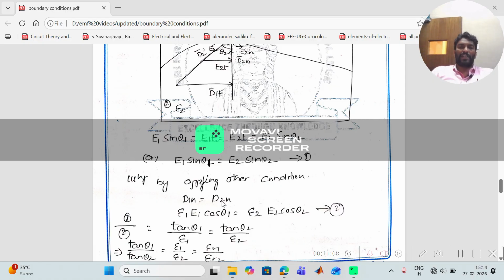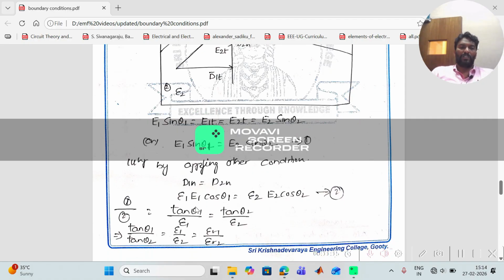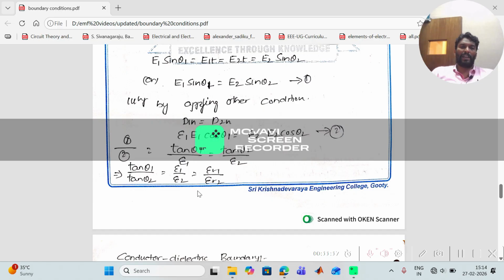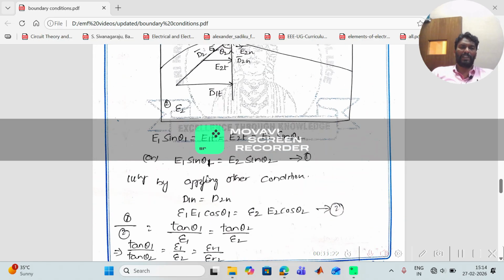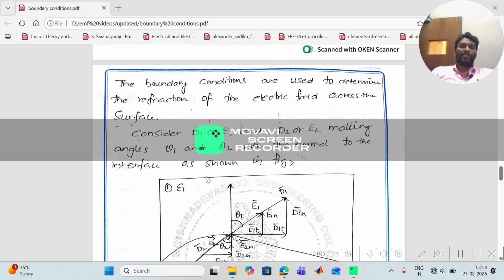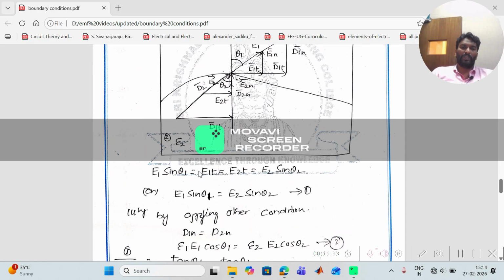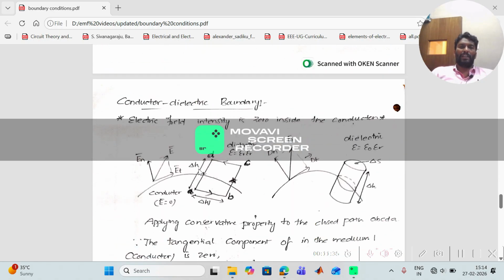If we take the ratio of the first and second equations, it becomes tan theta 1 by epsilon 1 is equal to tan theta 2 by epsilon 2. So from this we can write tan theta 1 by tan theta 2 is equal to epsilon r1 by epsilon r2. So this is the case when the values of D and E are making some angles with the interface between two media or two surfaces. Okay. So the other condition is when of the two media, one is a conductor and the other one is a dielectric.